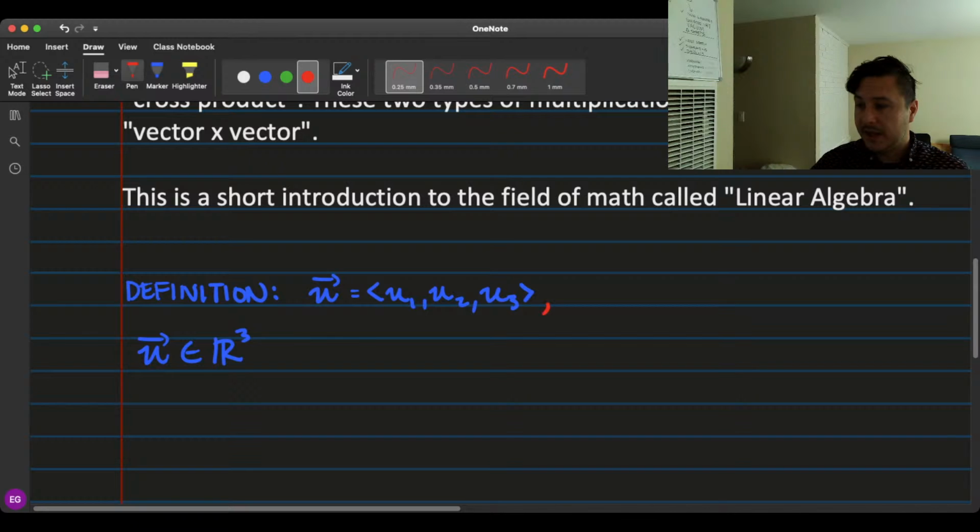Okay, let's have another vector v with components v1, v2, and v3. So v is also a 3-dimensional vector. It belongs to R3.